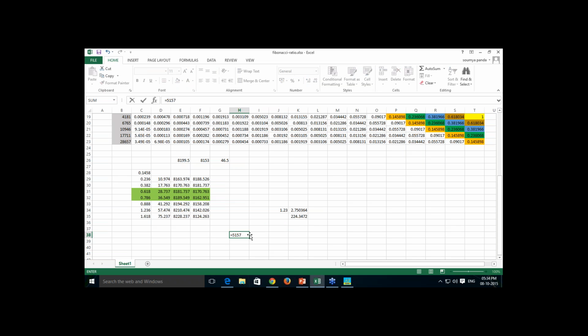So to 8157 I add this, so I am expecting the uptrend to continue till 8157 plus 224, which is 8382. Same way, if I subtract this value from 8157, I'll get a value of 7932. If I get these things, then Fibonacci proportion will play a great role. So I'll be changing the values here so that I can get some more clarity.